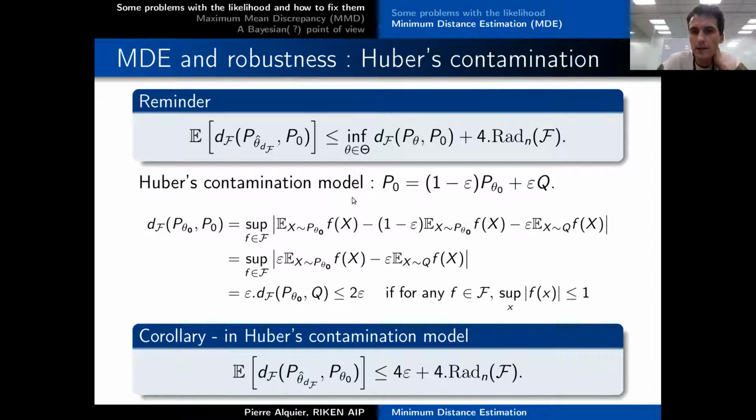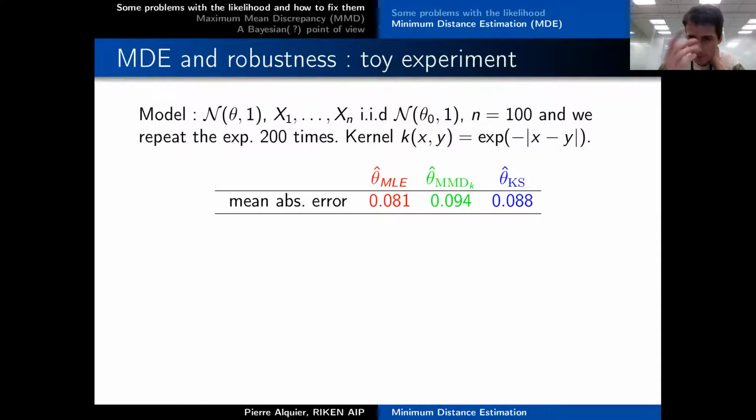But it works in exactly a similar way in adversarial contamination. In this case, adversarial contamination is not more complicated, due to the boundedness of the functions in the class F. So you would have exactly the same result if you replace Huber contamination by adversarial contamination. And this is just a very toyish example. We did not include this simple example in the paper, but it is just to convince you.